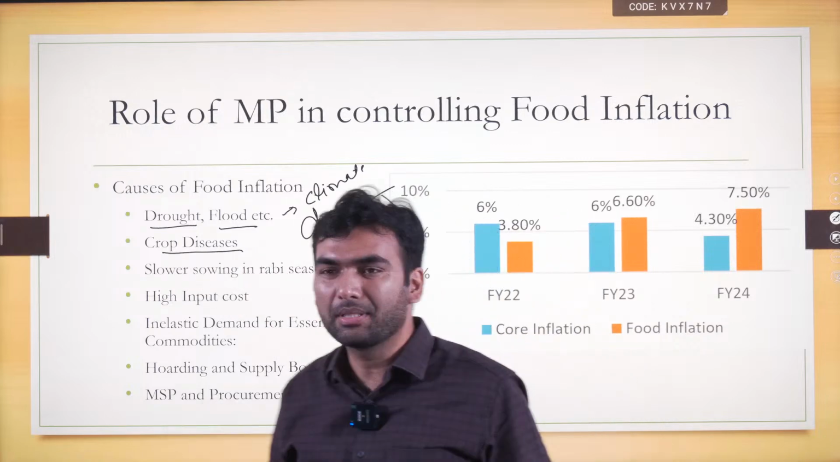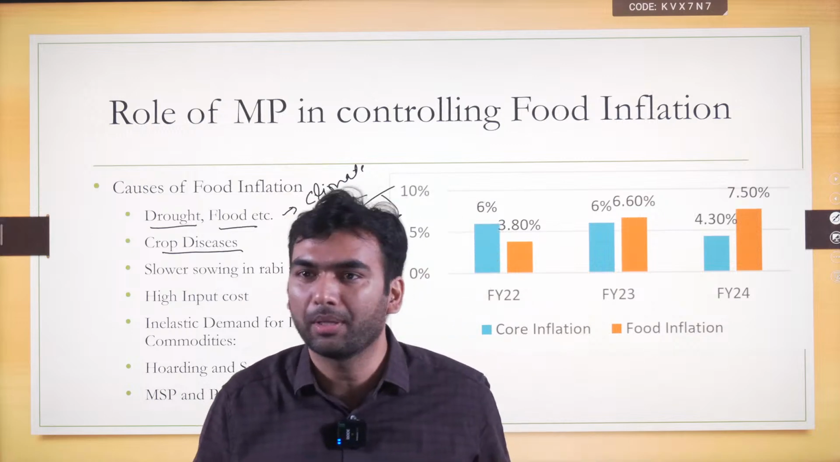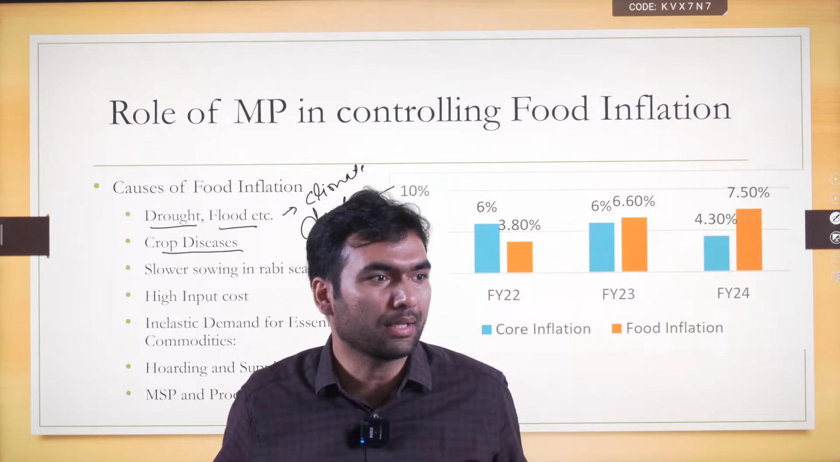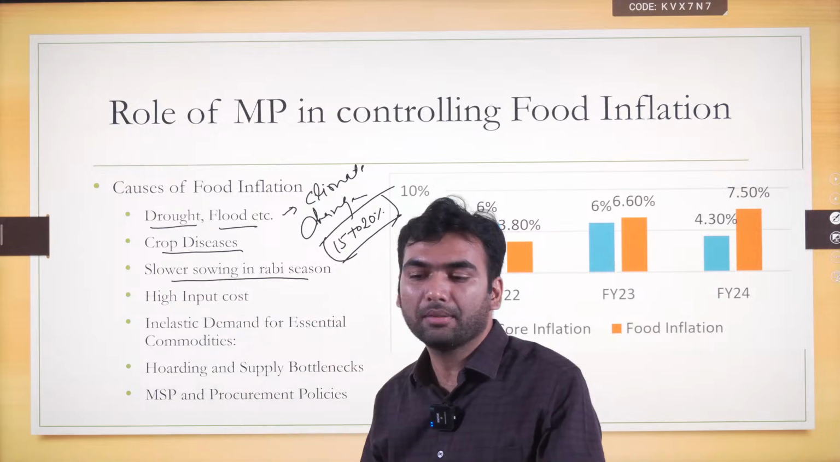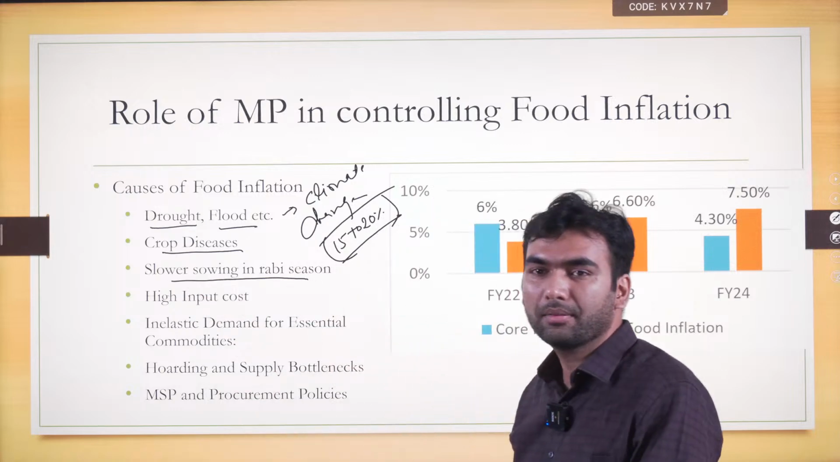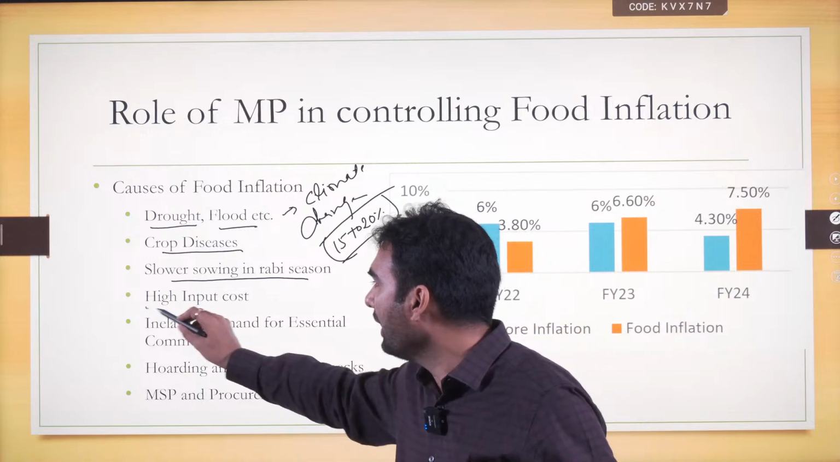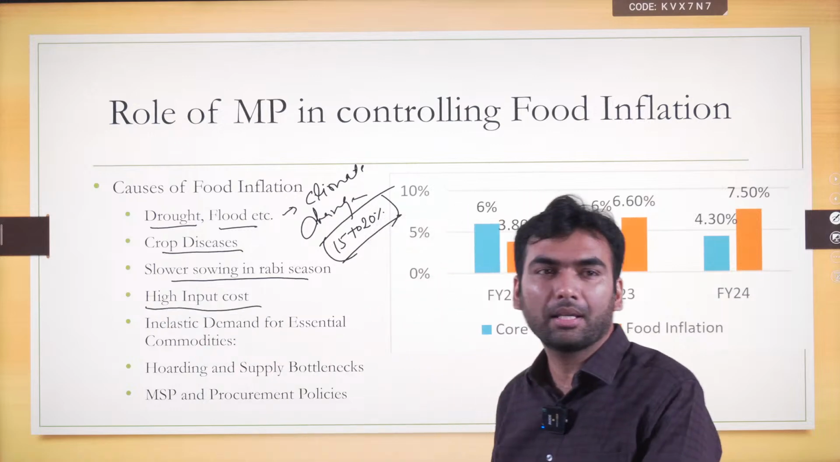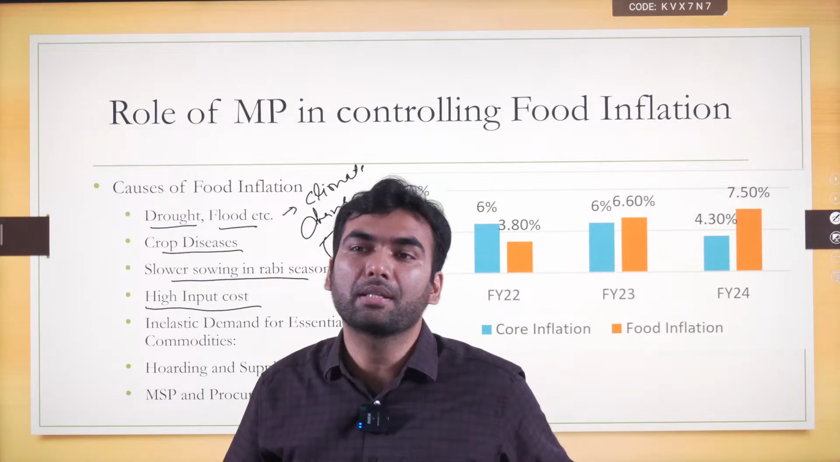Next, crop diseases are there. Last year, tomato prices were high because of some spread of tomato pest in Karnataka region. Then slower sowing in Rabi season. That's also a reason because of the climate change. Also, there is high input cost. Like this year, you must be reading in the newspaper that the fertilizer prices have gone up.